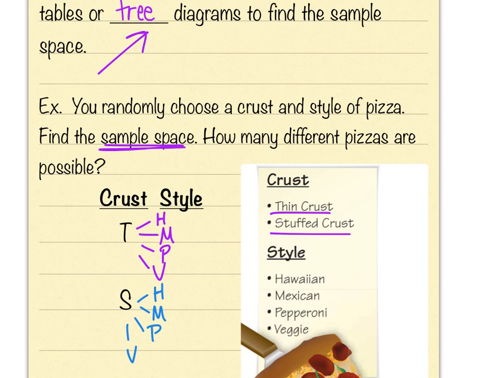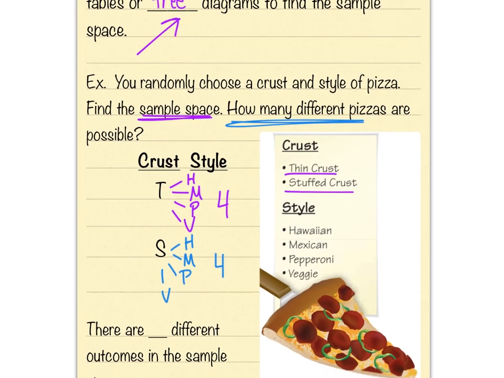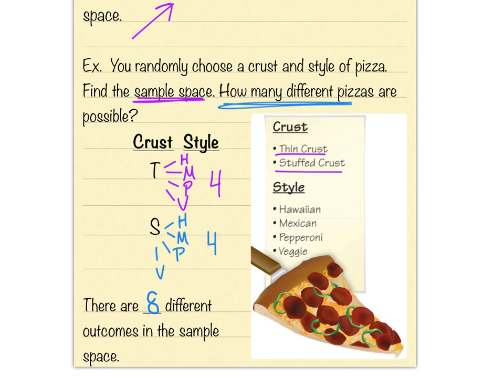And so we have four possibilities for the thin crust. And then we have four possibilities for the stuffed crust. So when it says how many different pizzas are possible, we would say there's 8 different possible pizzas. And we could list them all out, thin Hawaiian, thin Mexican, thin pepperoni. But we've got the list right there and we can see there's 8.